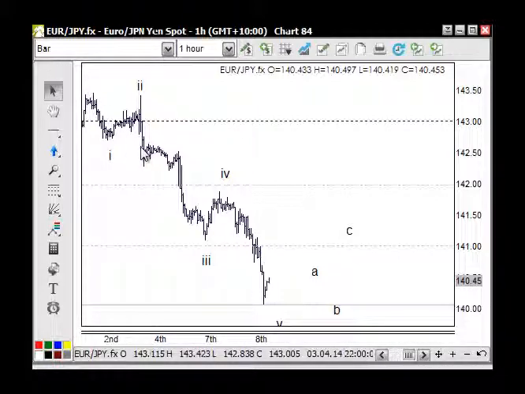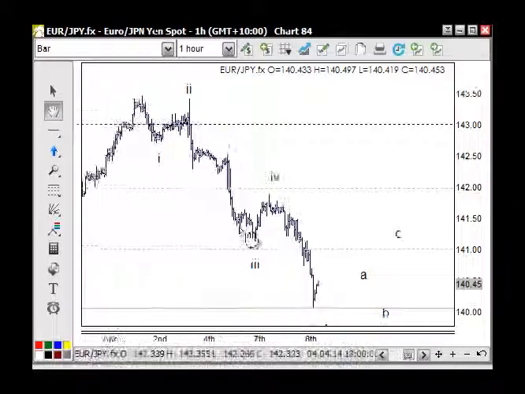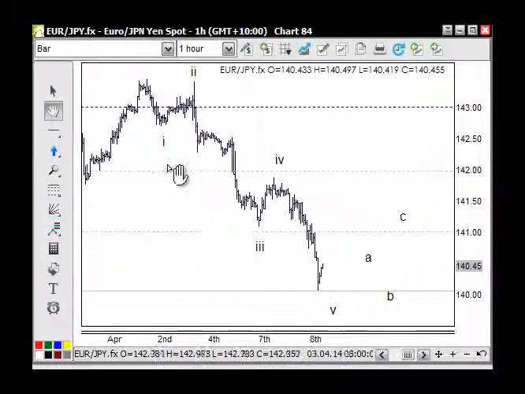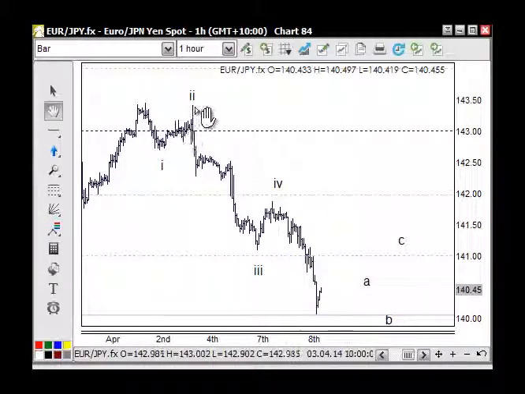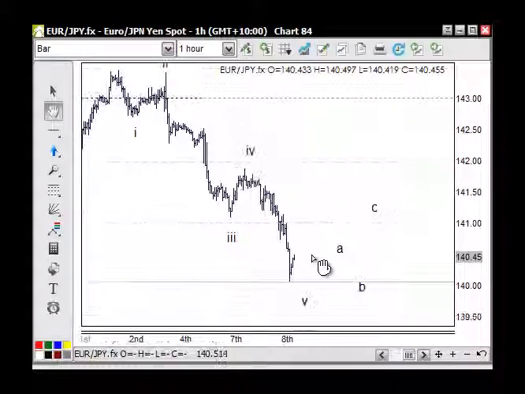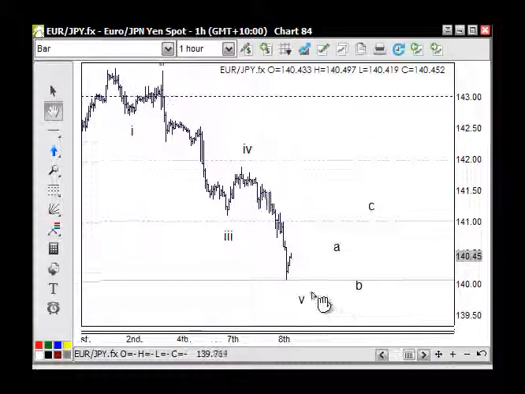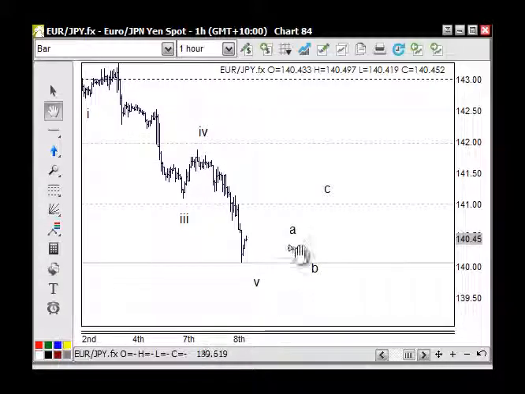The euro yen, and we'll look at the pound yen in a moment, both have the same counts, and they are moving down. So we've got basically down for 1, back for 2, down for 3, 4 and 5 here. That's not quite complete yet. This move down through here is not complete, but once it is complete below 140 here, then we'll see an ABC bounce, and it's this ABC bounce that you want to be looking at shorting.